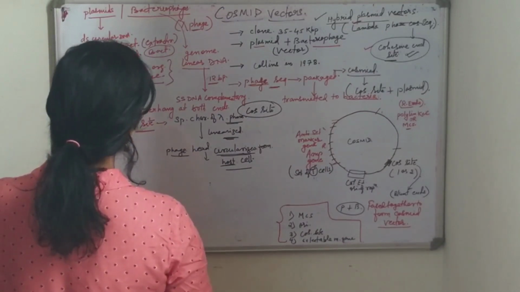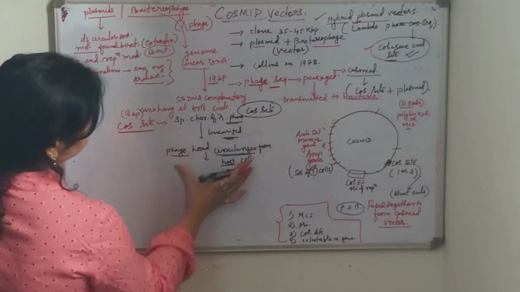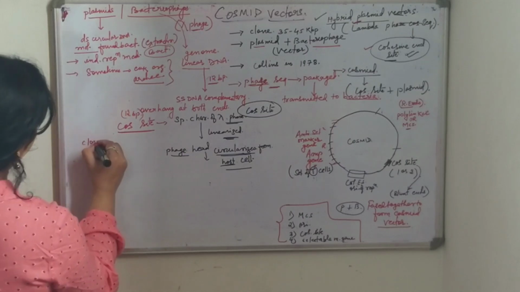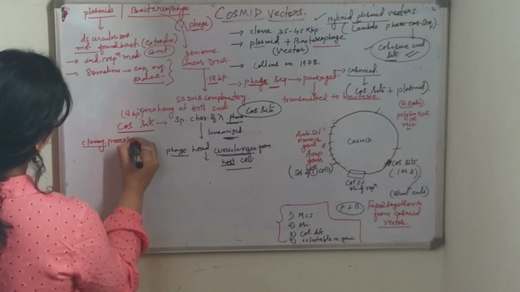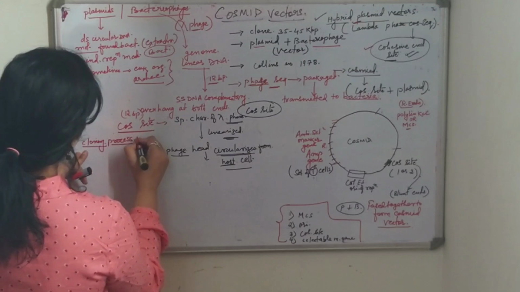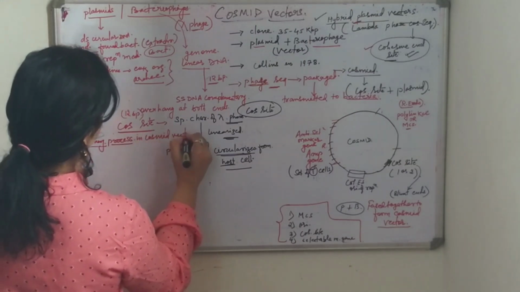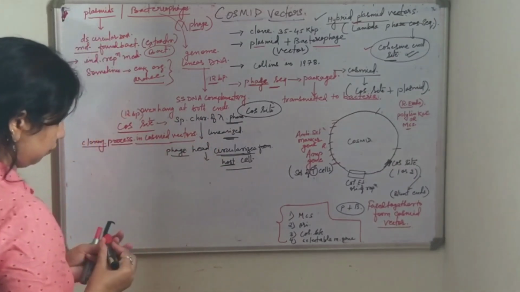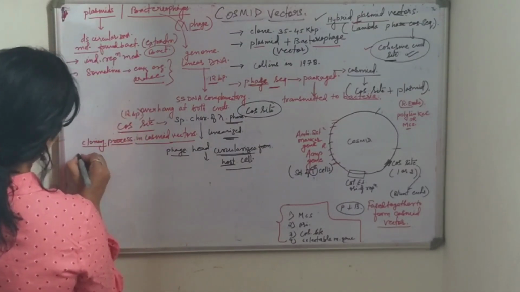Now I will tell you about the cloning process, how the cloning process is being done or is being followed in cosmid vectors. Okay. So there are some steps which have to be followed during the cloning process. So we will see step by step.